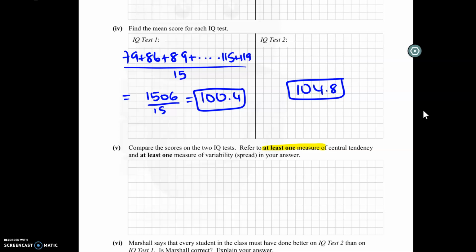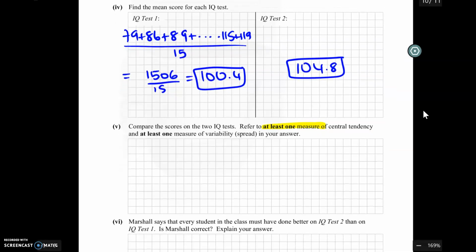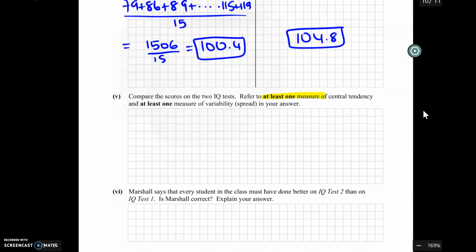And for part 5 and 6, I'm just going to go straight to the marking scheme. So in part 5, compare the scores of the 2 IQ tests. Refer to at least one measure of central tendency. That means you can use the mean, you can use the mode, you can use the range, okay? Or if you have the interquartile range as well, you could use them, okay?